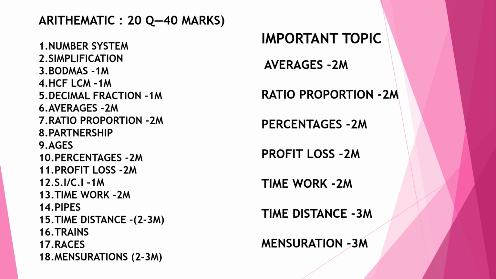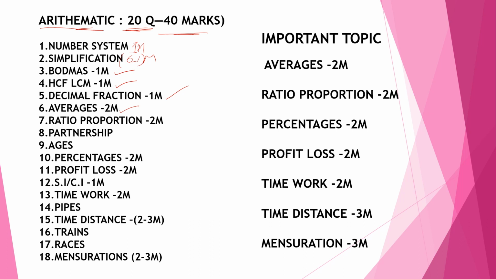Next we will discuss arithmetic. 20 questions, for 40 marks. Number system: we can expect 1 mark from here. Simplification: we can expect 0 to 1 mark. Next BODMAS, 1 mark. HCF LCM, we can expect 1 mark. Decimal fraction, we can expect 1 mark.